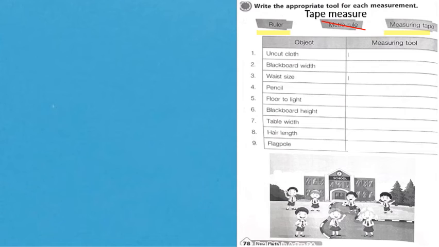So for example, number 1, we have uncut cloth. What is the correct measuring tool for this? Is it ruler or meter ruler, tape measure, or measuring tape? I will show you the pictures of each number so that it will be easy for you to determine what is the correct tool to use for the measurement.